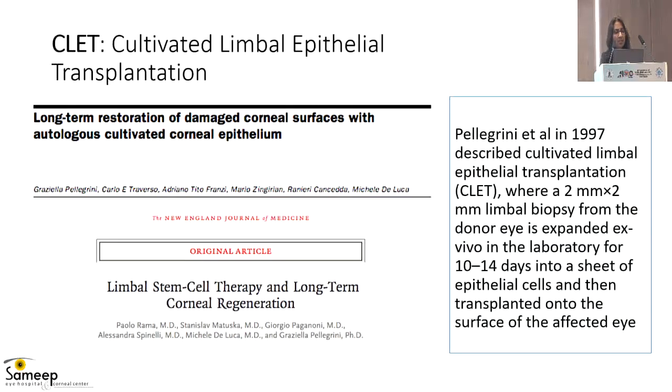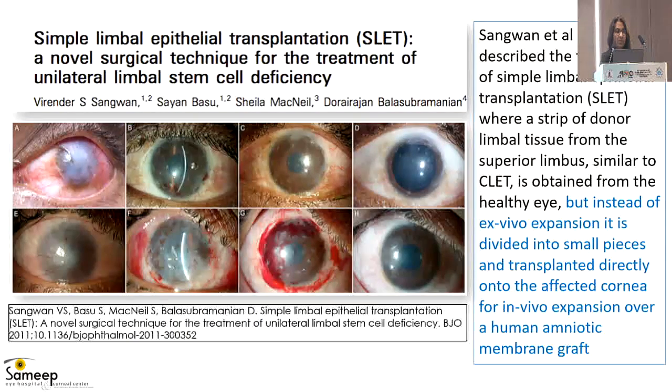Then came cultivated limbal epithelial transplantation, wherein Pellegrini et al. described taking a 2 by 2 millimeter piece, expanding it ex vivo, and transplanting it. It takes about 2 weeks, and it is transplanted onto the recipient eye.